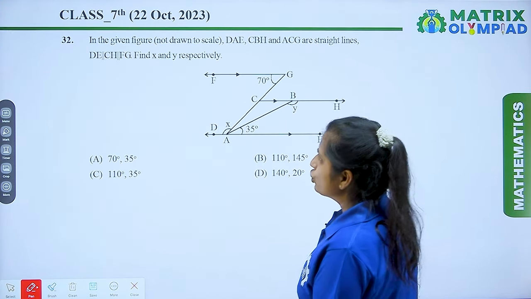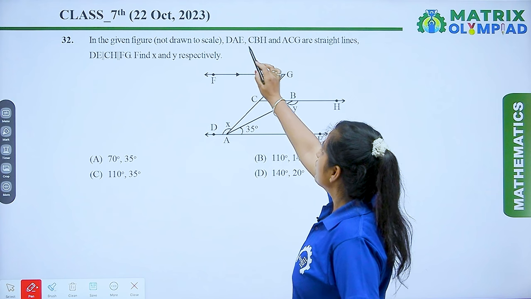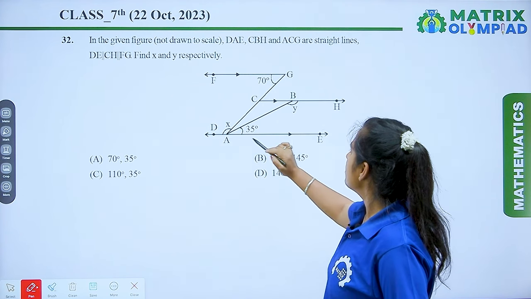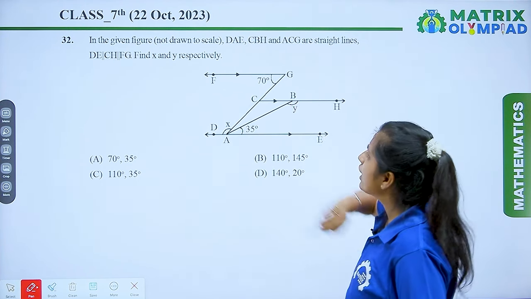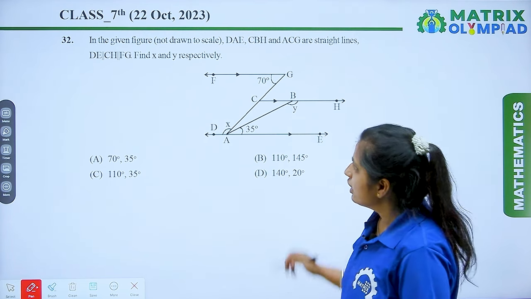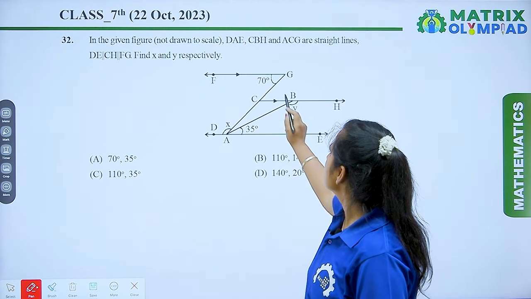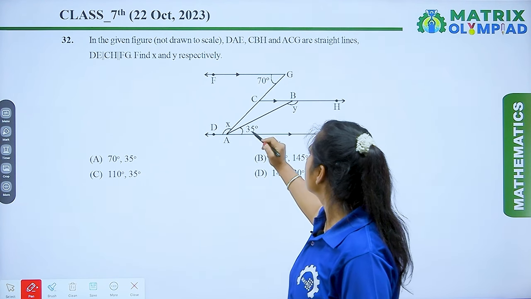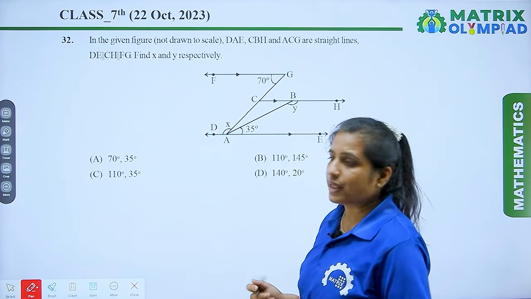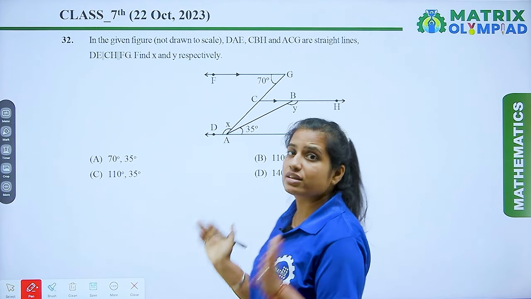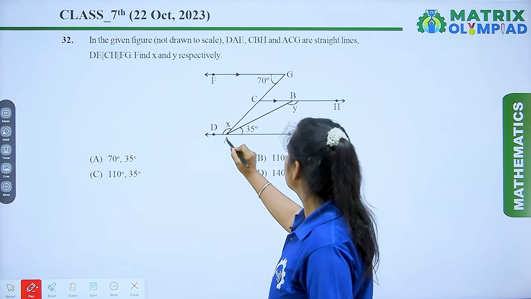Now let's solve the next question, question number 32. Question number 32 is, in the given figure not drawn to scale, DAE, CBH, and ACG are straight lines. So we are having three straight lines, and DE is parallel to CH, parallel to FG. Now we have to find out the value of X and Y respectively. So to find out the value of Y, let's recall the concept of parallel lines. So here FG is parallel to DE.